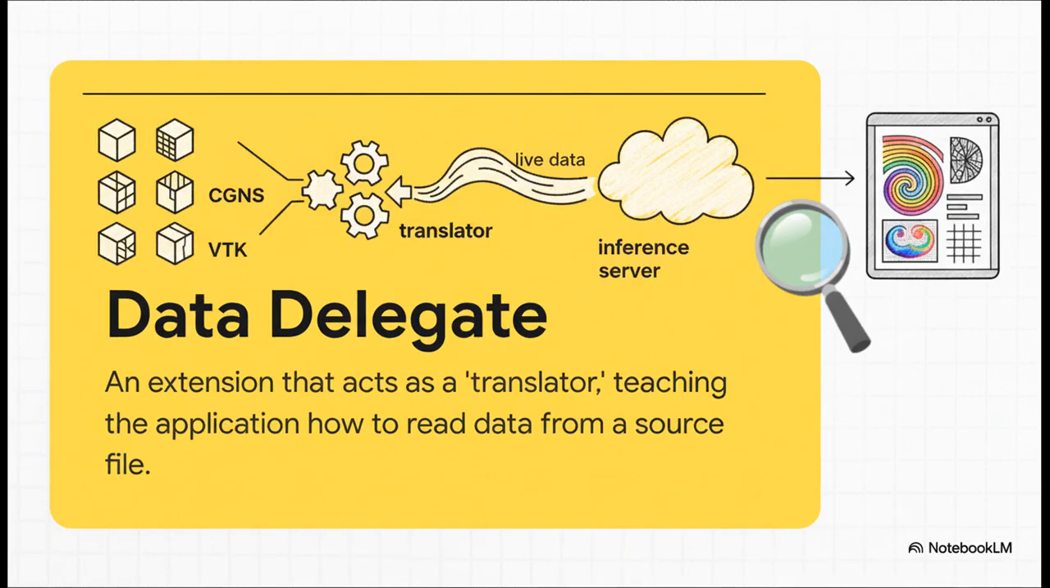And then there's this piece, the Data Delegate. Now this is where the real magic happens. It's basically a special translator. It's a little plugin that you write to teach the main application how to speak the language of your specific data file. So whether your data is in a CGNS file or VTK or something else entirely, the Data Delegate knows how to read it directly from the source, no conversion needed.